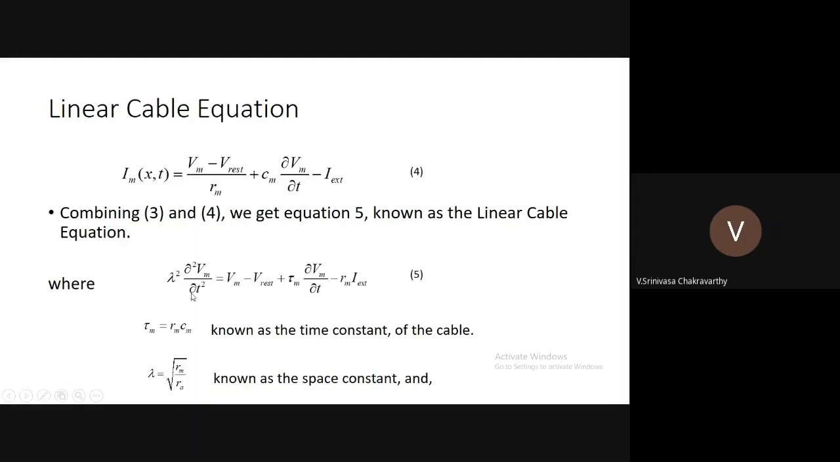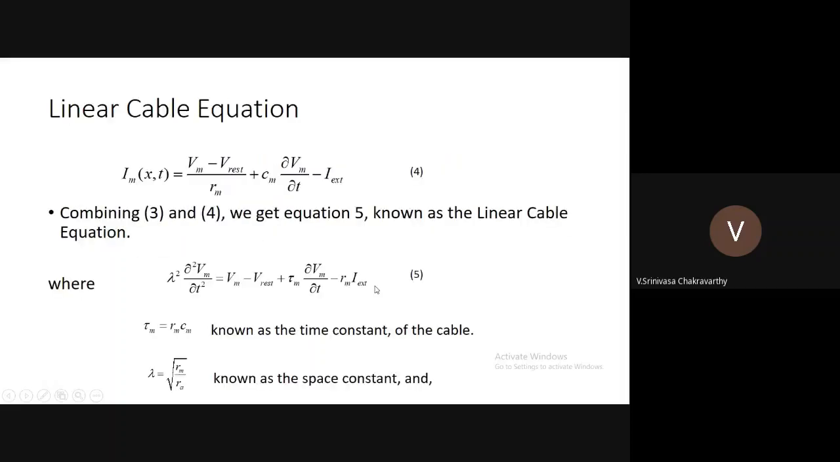Then we redefine and introduce two new terms. One is tau m, defined as Rm times Cm. Another is lambda square, defined as Rm by Ra. If you do that and combine equations 3 and 4, you get this equation: lambda square times del square Vm by del x square is equal to Vm minus Vrest plus tau m times del Vm by del t minus Rm Ix.